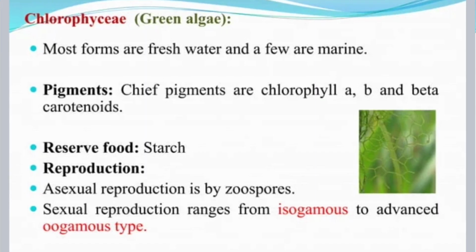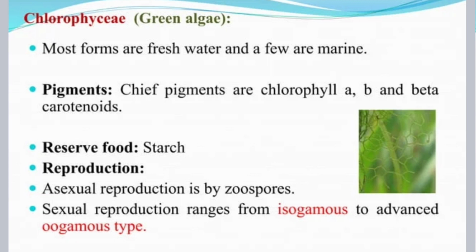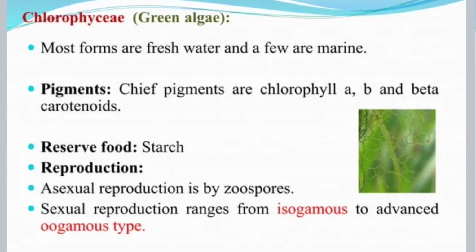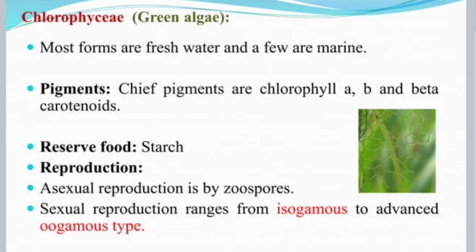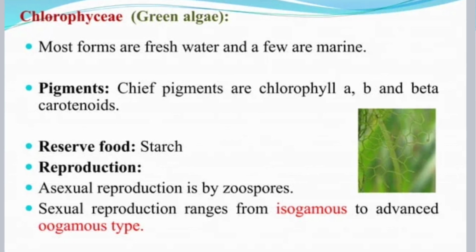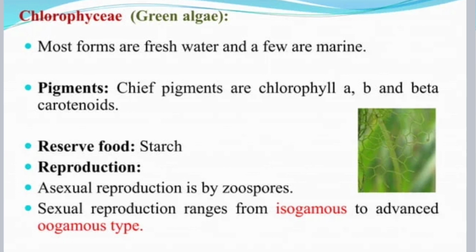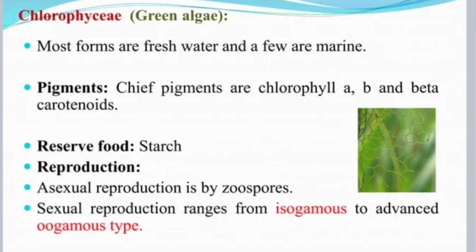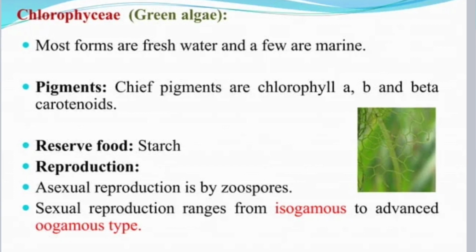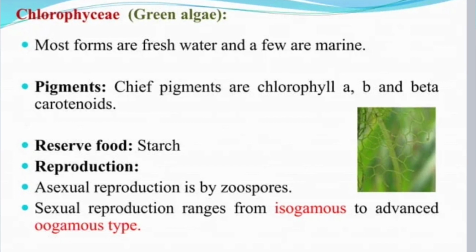Chlorophyceae is the first class, also called green algae. Most forms are freshwater and few are marine. Chief pigments are chlorophyll A, B and beta carotenoids. Reserve food is starch, and reproduction is asexual by zoospores and sexual by isogamy or oogamy.